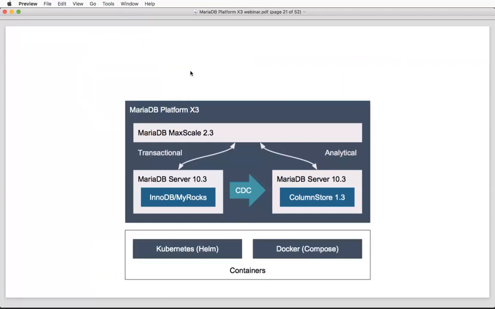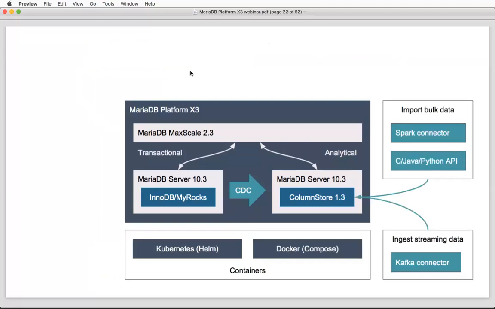And a few additional pieces when we talk about ReadDB platform, certainly that core of ReadDB server and ReadDB MaxScale is the foundation, but there are a few other things included. There is native support for Kubernetes and Docker. That's through Helm charts and Docker images, Docker Compose images. There are a number of adapters for pulling in external data.